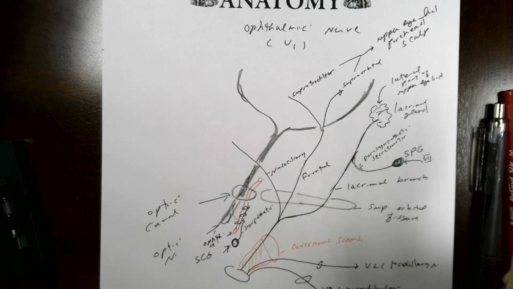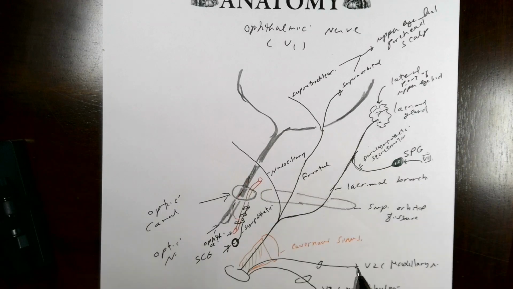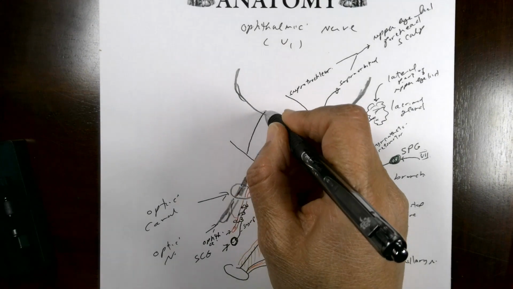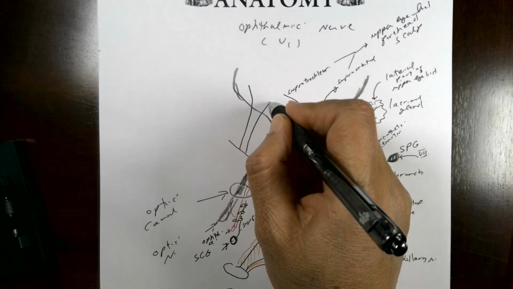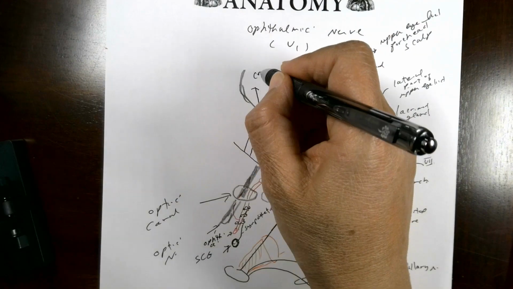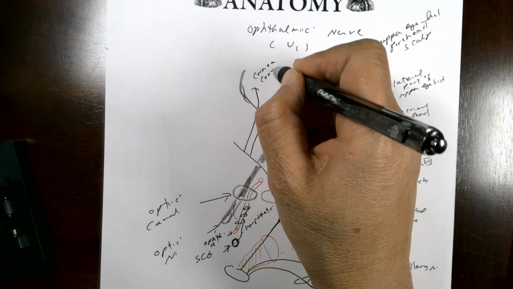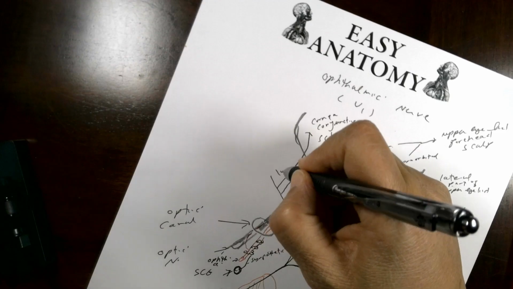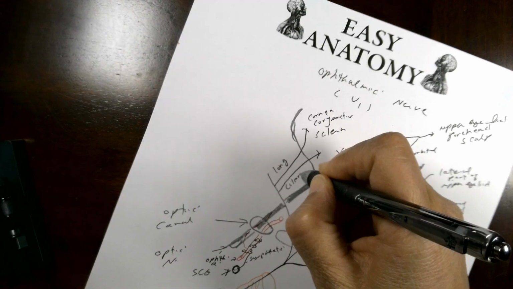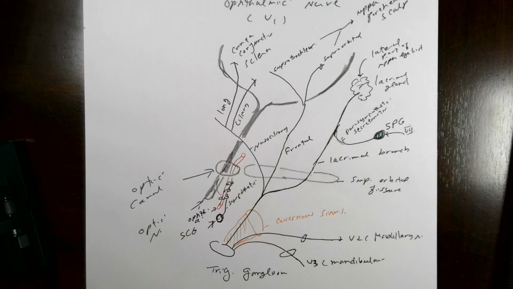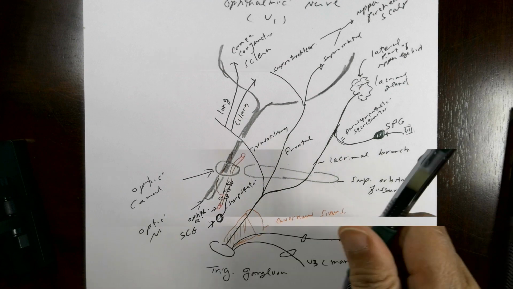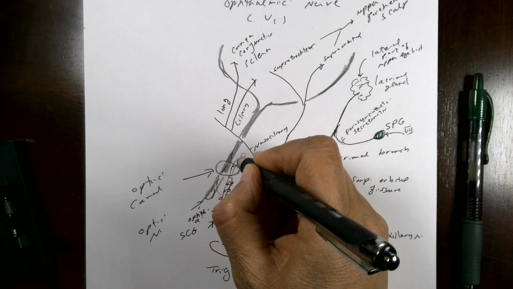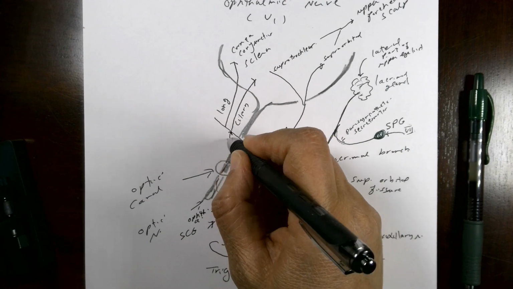So the nasociliary nerve is the most complicated one. It is going to send several branches, long ciliary branches, more than one, penetrating the eyeball, carrying sensation from the cornea, conjunctiva, sclera. So those are the long ciliary nerves. But keep in mind that, in addition to that, these sympathetic fibers are going to join the long ciliary nerves.